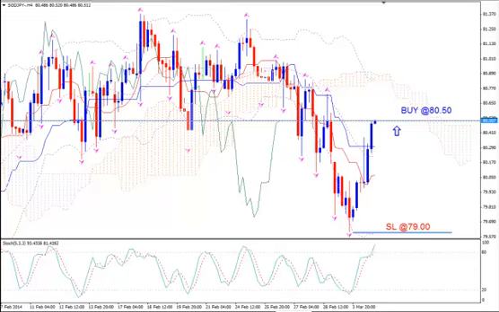Hi, this is SGDJPY and today it's Tuesday, 4th of March 2014 and the time is 18:10 GMT. We are looking at the H4 time frame of the pair.